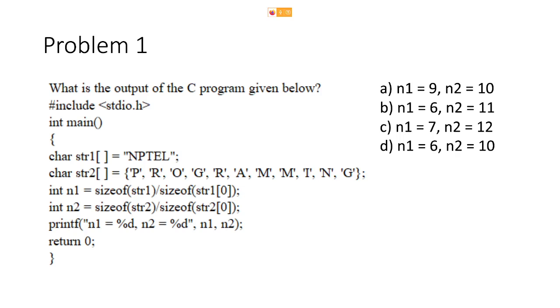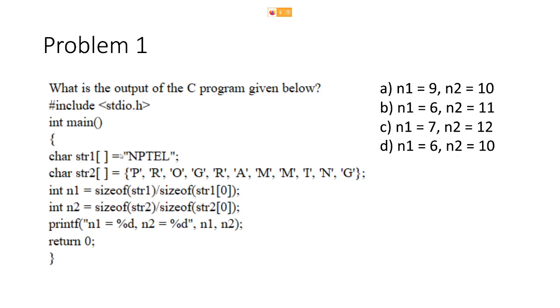Okay. So first we have here a string, str1, which is an array of characters, and it is initialized using this string syntax. So basically you have these double quotes, and inside that you have a bunch of characters. And then the second one is str2, which is also an array of characters, and this is how you have initialized this with this curly braces.